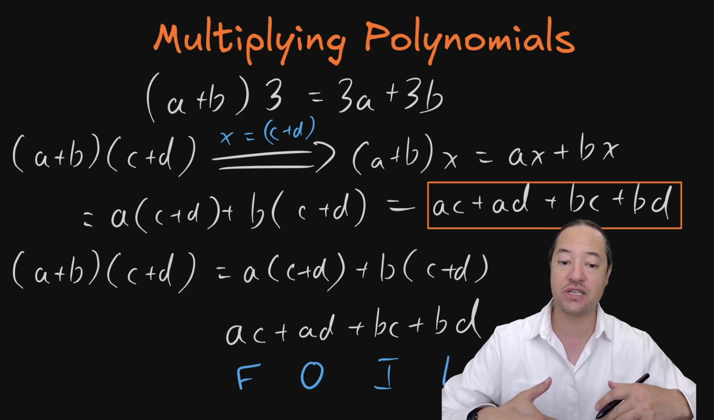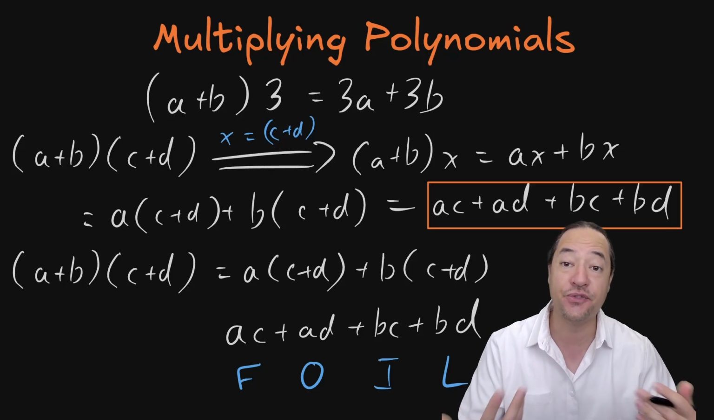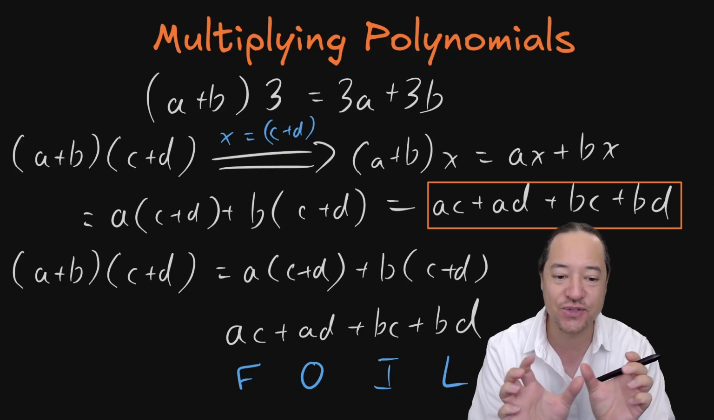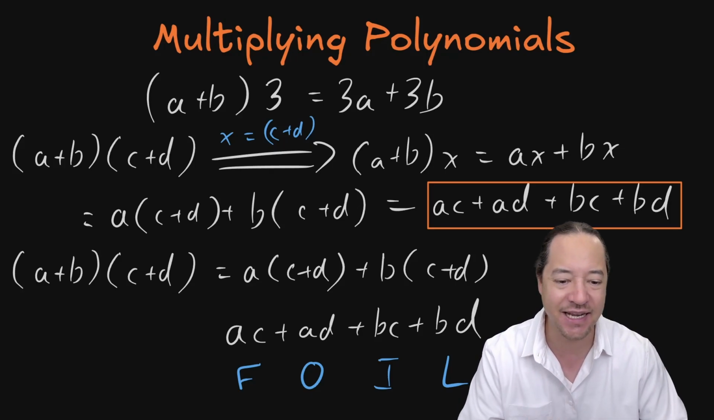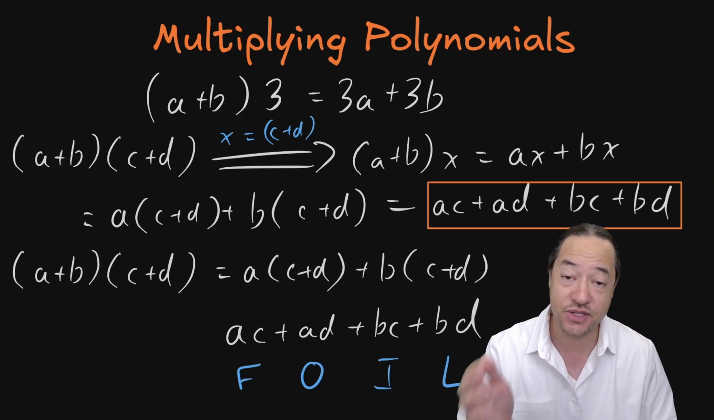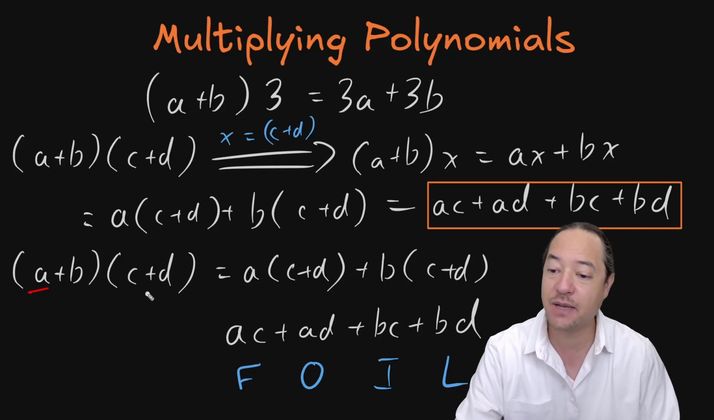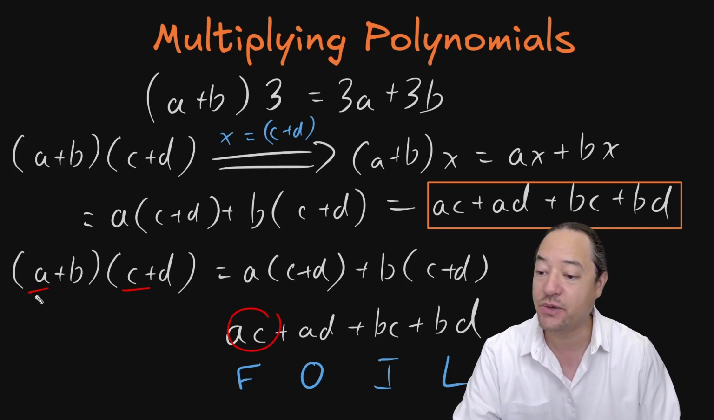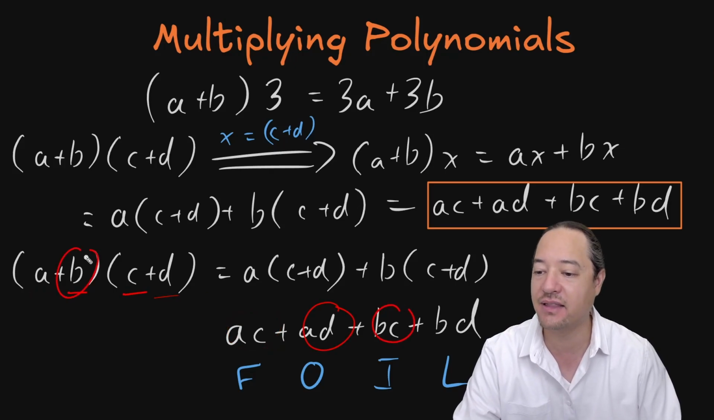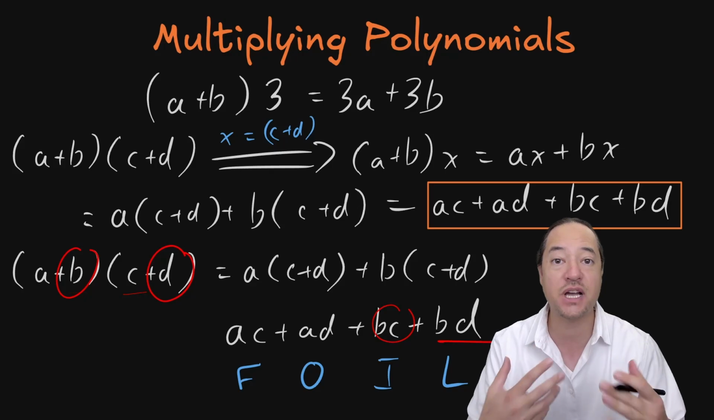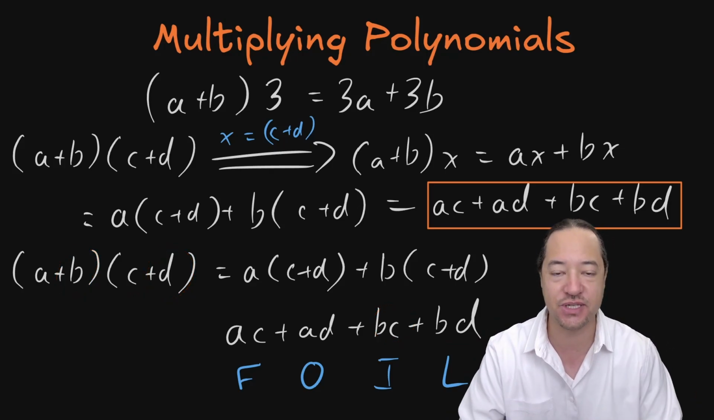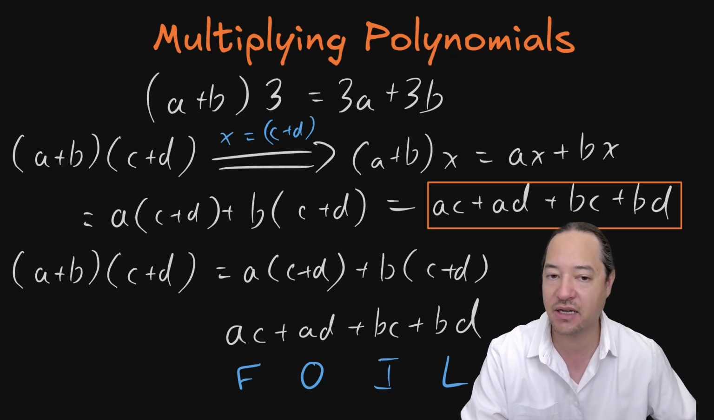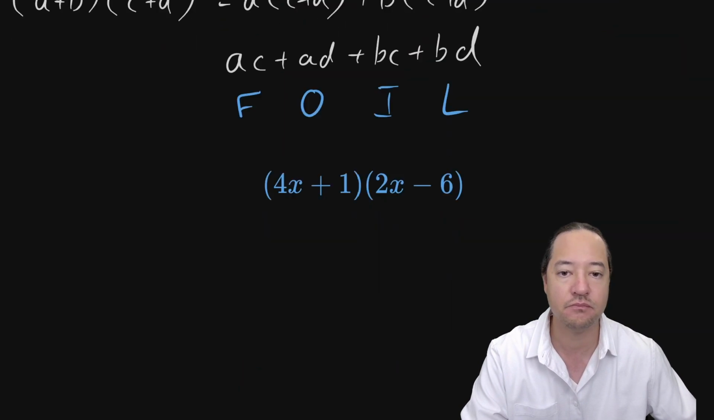And so we call this method foiling, right? We say we're going to FOIL these two binomials together. And that's just a very common process that we're going to do again and again. So it's the first times the first, then the outer times the outer, inner times the inner, and then the last times the last. Okay, so this process here will allow you to shortcut the whole process in multiplying two binomials together. Let's take a look at a practice problem here.